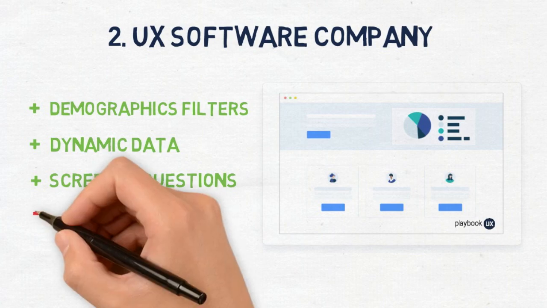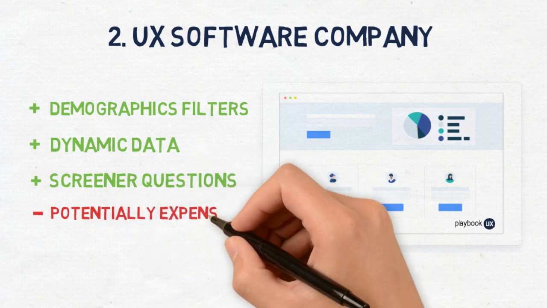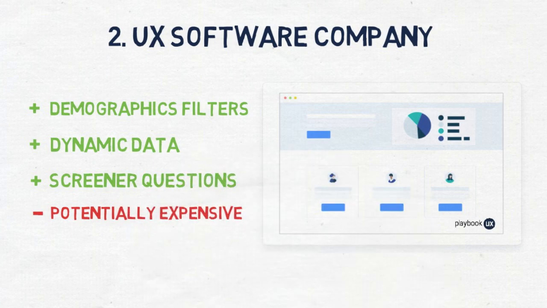When choosing a UX software, you should look for certain functionality. First, the ability to filter by specific and granular data points.